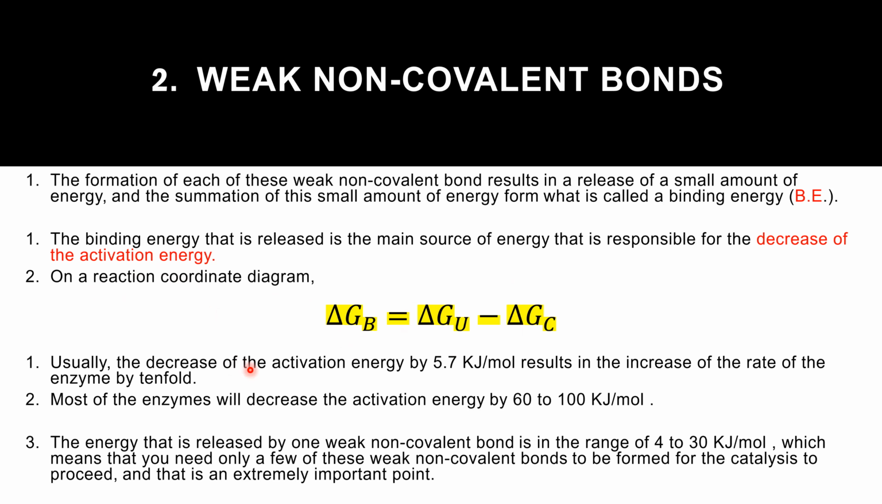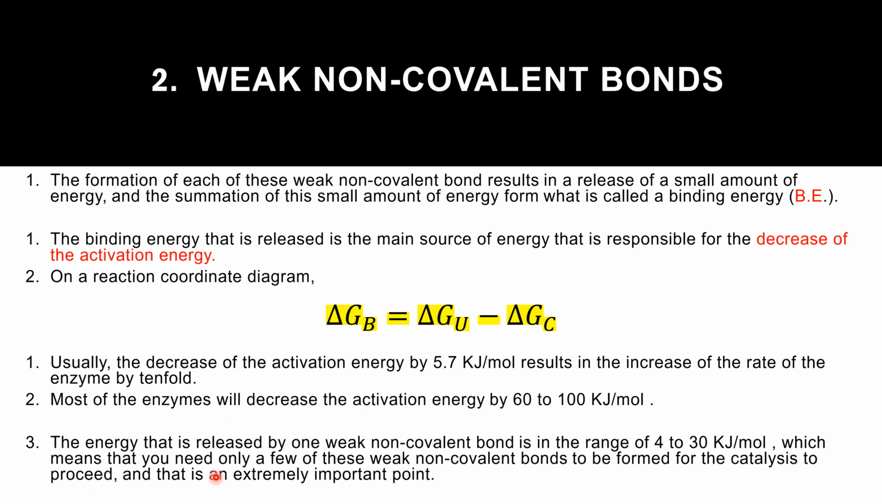Usually the decrease of the activation energy by 5.7 kilojoules per mole results in the increase of the rate of the enzyme by 10-fold. So you can imagine the activity and efficiency, or the role of that enzyme binding energy release with the enzyme function. Most enzymes will decrease the activation energy by 60 to 100 kilojoules per mole.